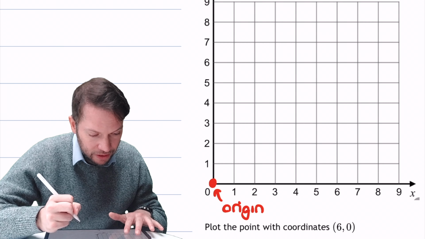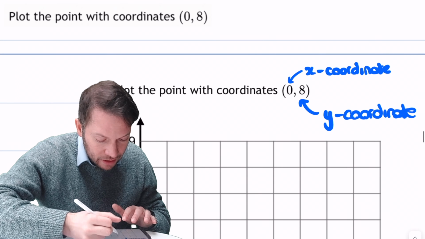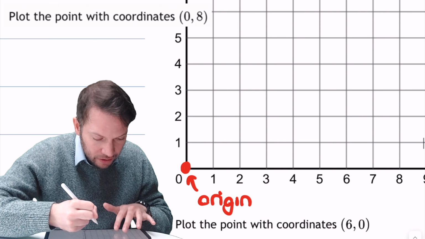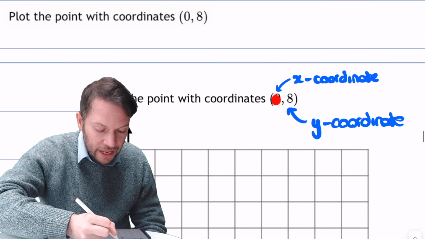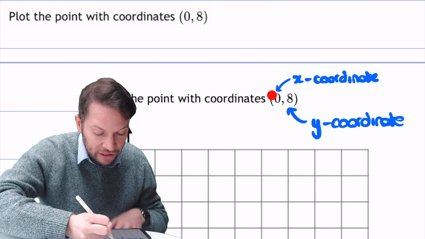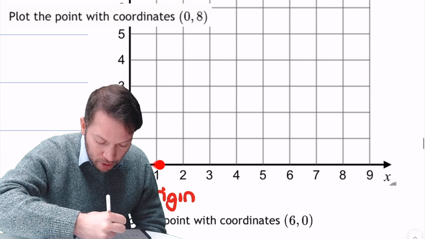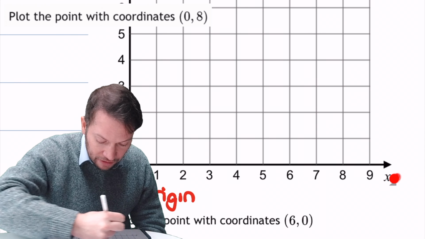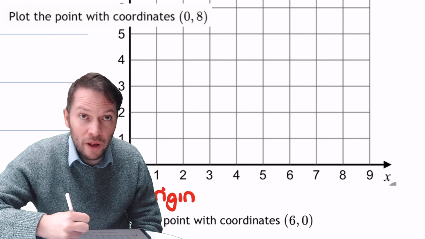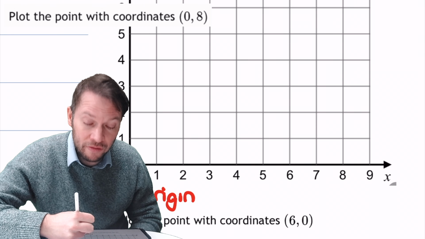That's the starting point. So we got 0, 8 here, and starting from the origin, this first value, the x coordinate, is going to tell you how far you move in the x direction. Well, it's 0, isn't it? So it's basically saying, starting from the origin, we're going to move 0 in this x direction. So if we're moving 0, that means we're not moving at all in the x direction. So we're going to stay where we are for the moment.